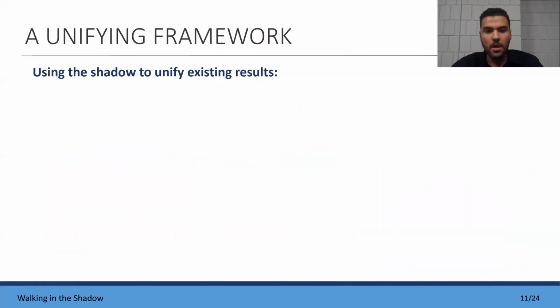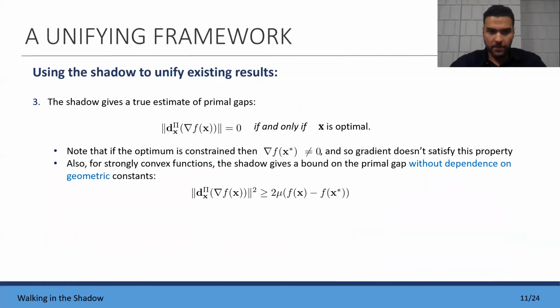This gives a novel connection between PGD and CG variants, and it also gives a new view of these Frank-Wolfe steps. Now, the nice thing is that the shadow also gives a true estimate of primal gaps, meaning that at a point x, the norm of the shadow is 0 if and only if x is optimal. Note that the gradient does not satisfy this property, because if the optimum is constrained, then the gradient is not 0 at that point. Also, we can use the norm of the shadow as a tight proxy for the primal gap for strongly convex functions, as we see in the inequality given in the slide.